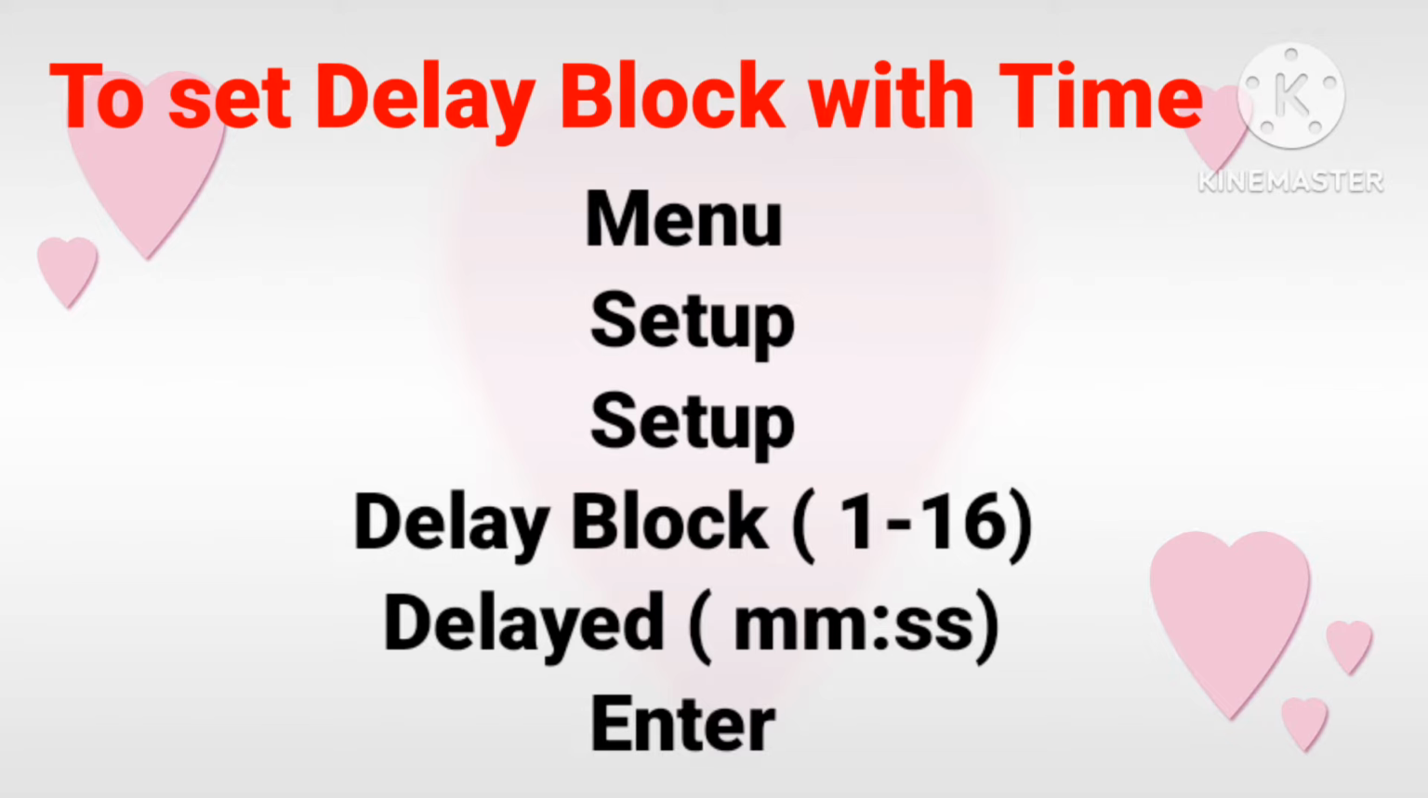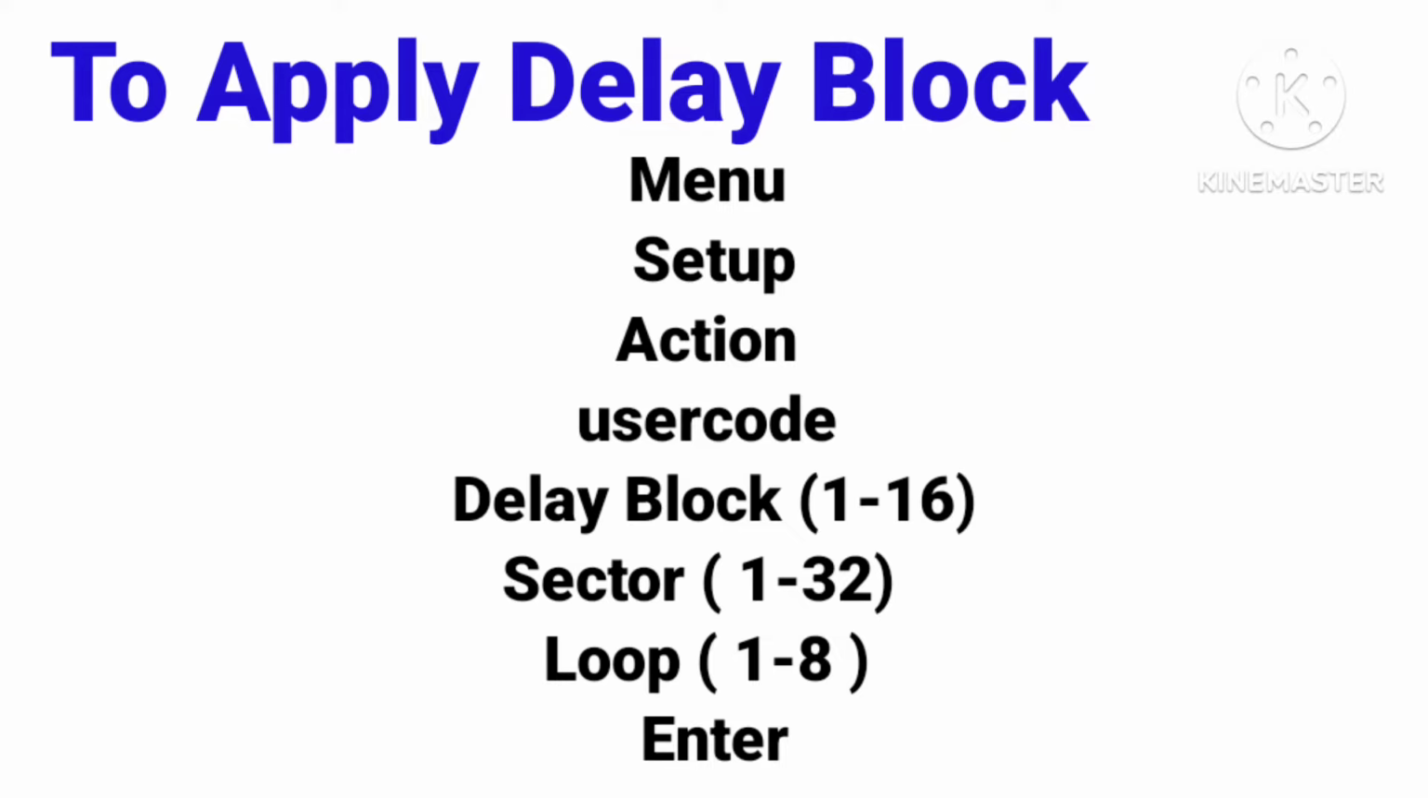So we have to put the delay block number here, for example delay block number 1. In that number you have to put the delay time, and when we go to apply this delay block, we have to put the delay block number on, like delay block 1 or 2 or 3 or 4. To apply the delay block, you will go to menu, setup, action, user code, delay block, and the delay block number. You have already generated the delay block like 1 or 2 or 3, and in that you put the time.